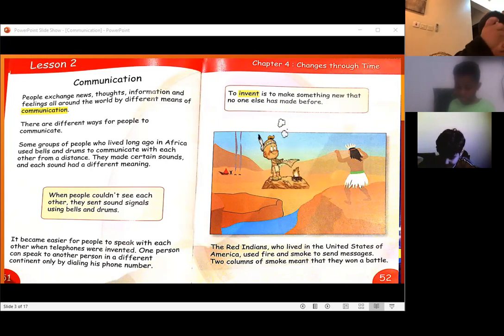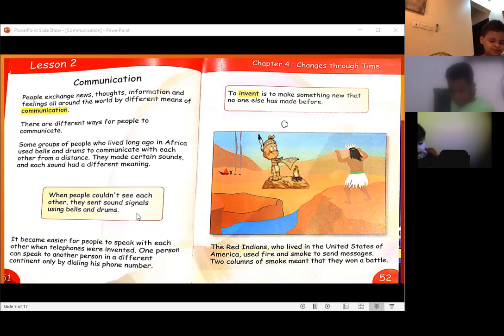Distance means from far away. They matched certain sounds. They had a specific tone, and each sound had a different meaning. So they created different sounds that had different definitions. When people could not see each other, they sent a sound signal using bell and drums.